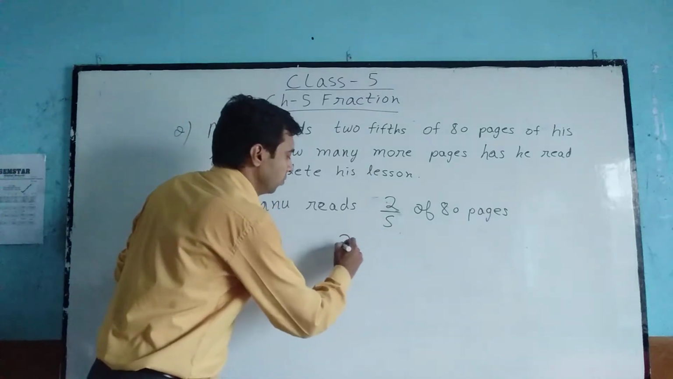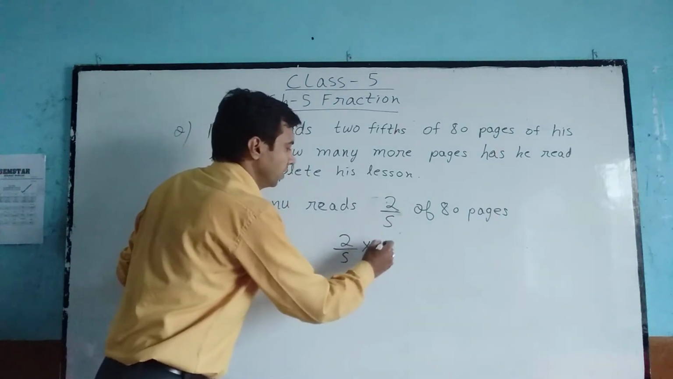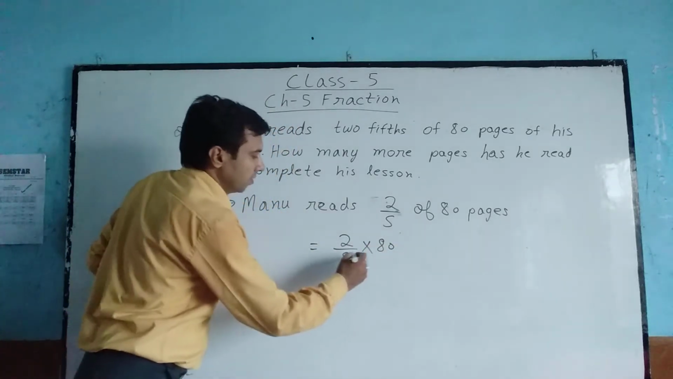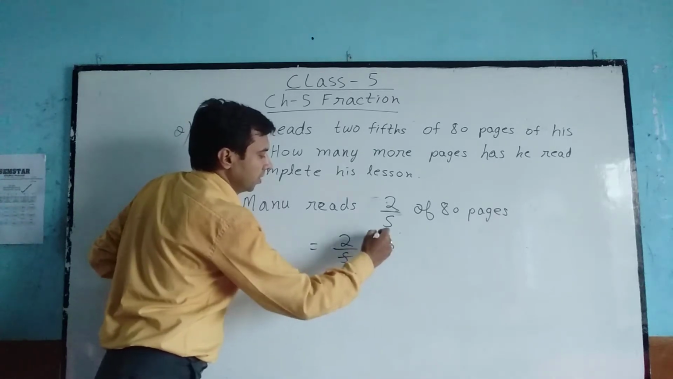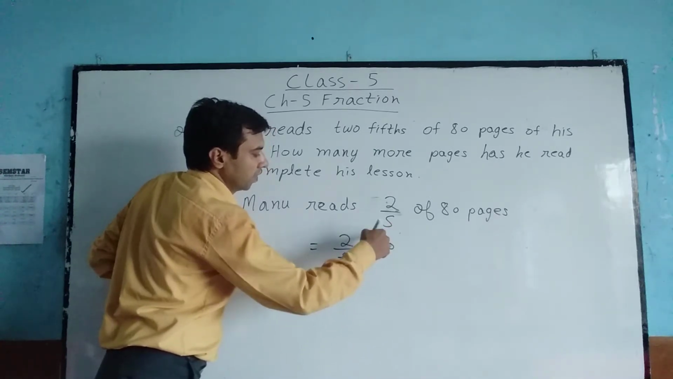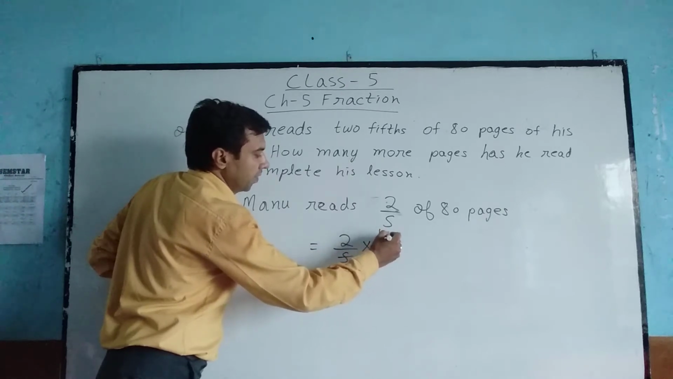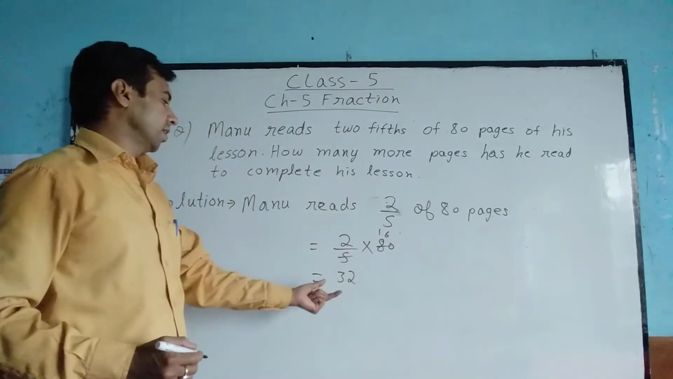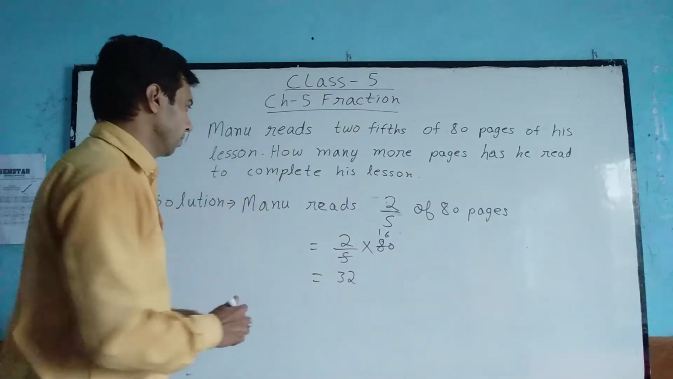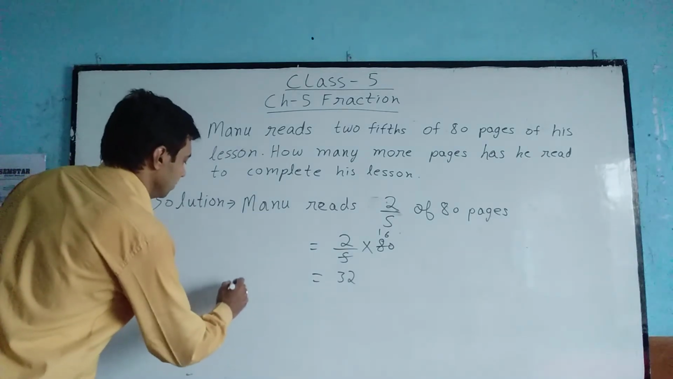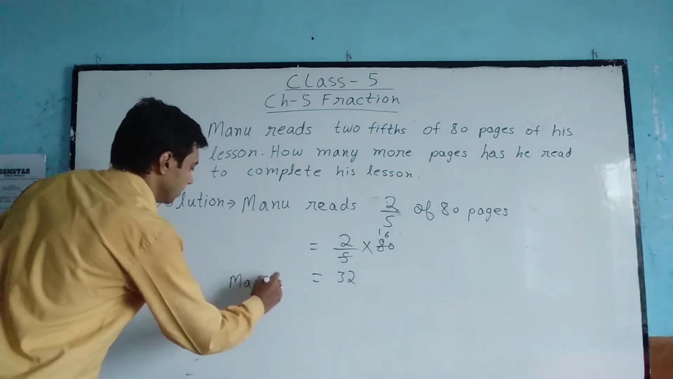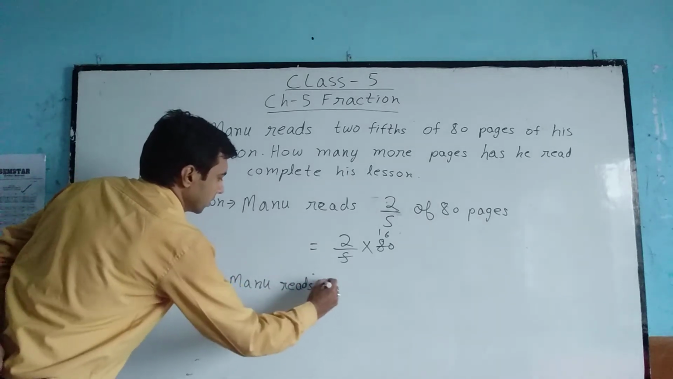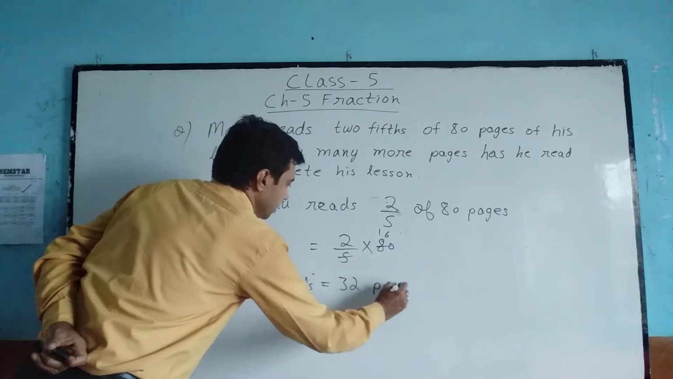So student, what we will do? 2 by 5 of, into 80. Student, solve it. What we do? We cut it. 5 1s are 5. 8 minus 5, 3. 5 6s are 30. 16 2s are 32. How many pages he read? 32 pages he read. So Manu reads 32 pages.